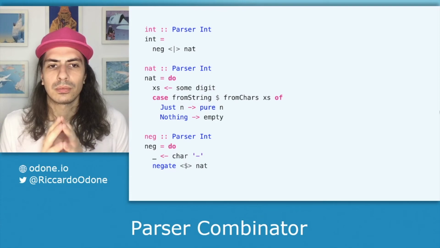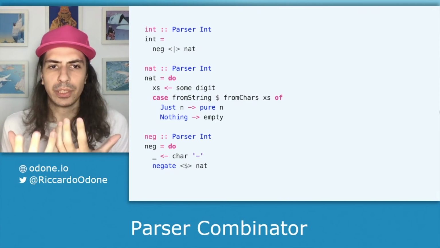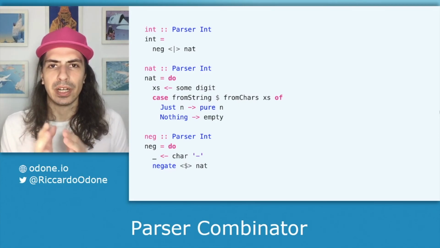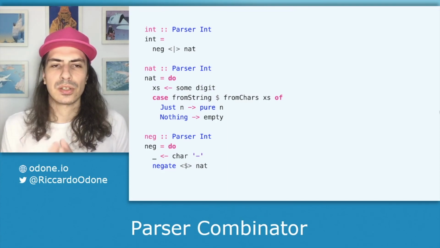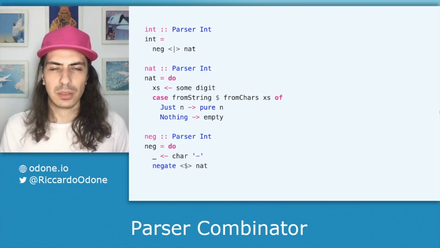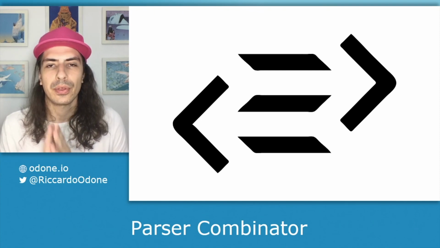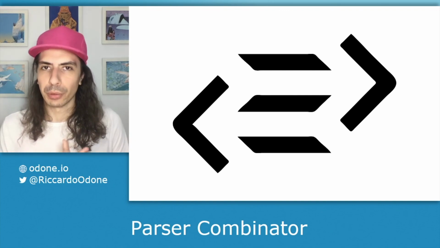Then we transform the list of those characters into a single number, and depending on the result of that, we either succeed or we fail. With neg, we just parse first a minus, and then we try to parse with nat, and we fmap to negate the number inside because we just found a minus before that. Wow, I'm always surprised how math used this way makes things super declarative and super composable.